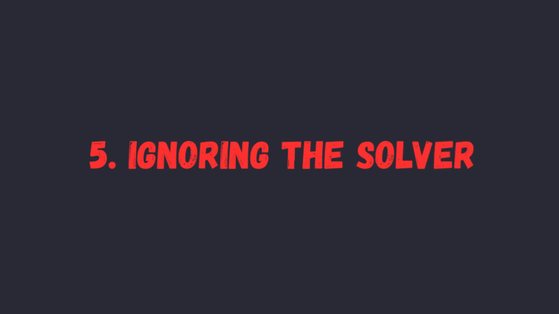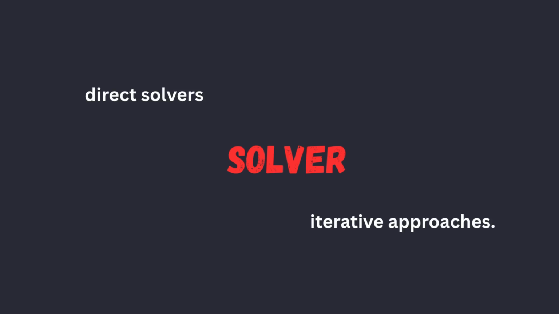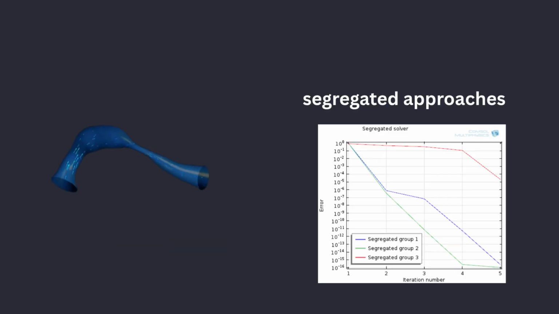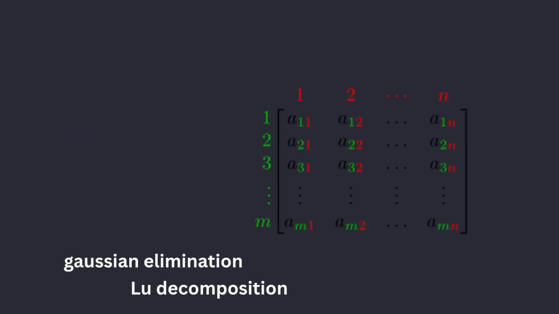Problem number 5 is ignoring the solver. So now we know that the finite element model is kind of a big matrix. The computer has to solve that huge system, and that's the job of the solver. So for example, you might have direct solvers or iterative approaches. In multiphysics and CFD software, you can also encounter segregated approaches, where different groups of variables are solved sequentially rather than all at once. It may be useful to understand the basic ways we use to solve a matrix, like the Gaussian method or the LU decomposition. And you can find this stuff in the previous references I mentioned before.